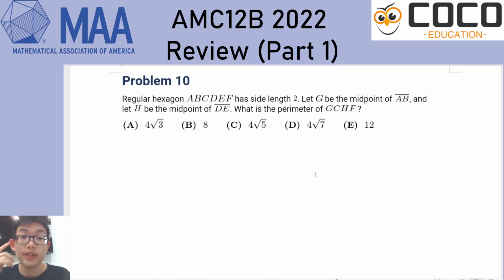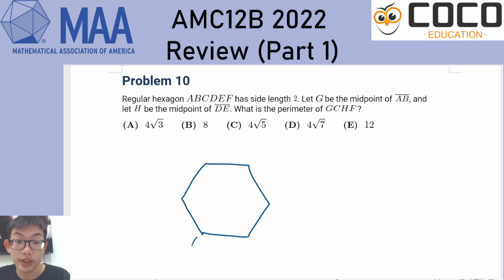Question 10. Regular hexagon ABCDEF has side length 2. Let G be the midpoint of AB and H be the midpoint of DE. Now I can see these are opposite sides, so things should be not so bad. Now if you have trouble drawing a nice hexagon, just consider drawing a bunch of equilateral triangles and then just erasing the connecting lines in between. Just like sort of put a center in if you want.